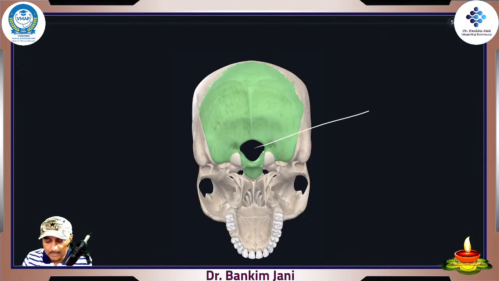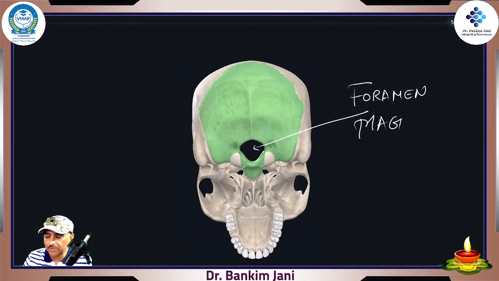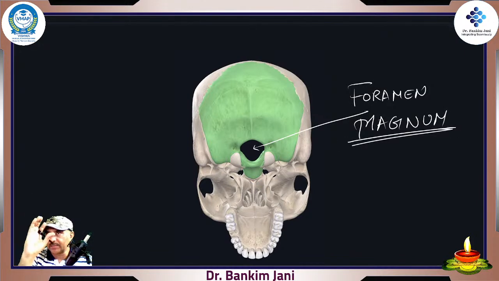And that is called the foramen magnum. Foramen means hole, magnum means huge. And it is via this foramen magnum that the spinal cord passes. It is the brain, and then it goes down.